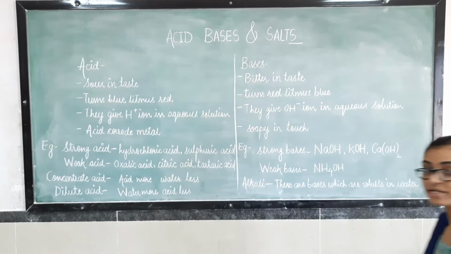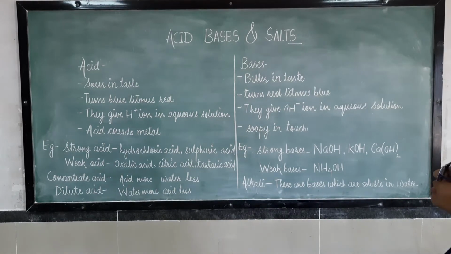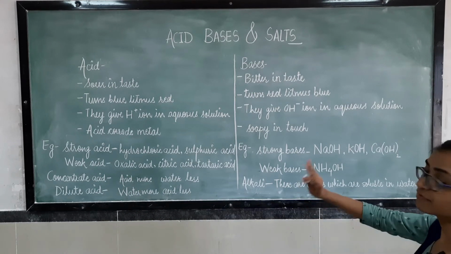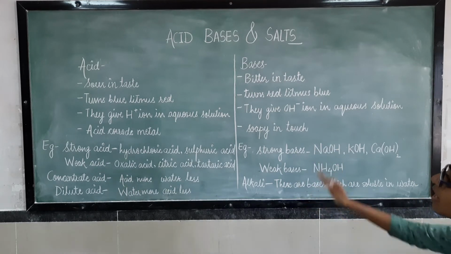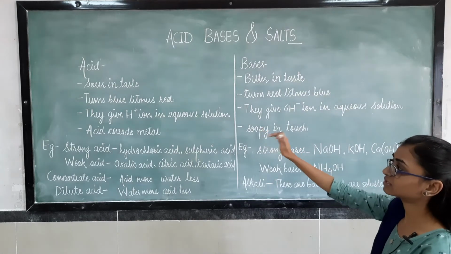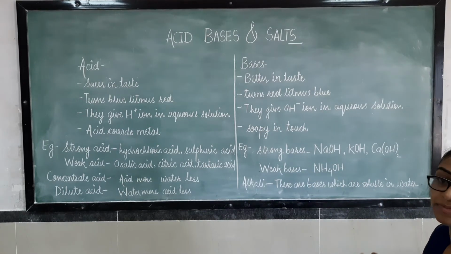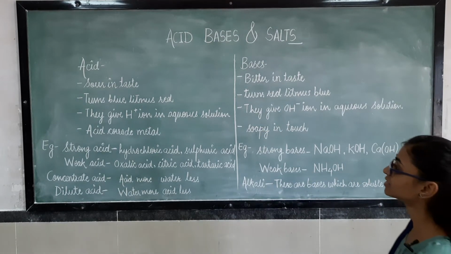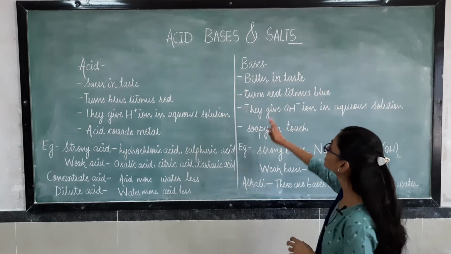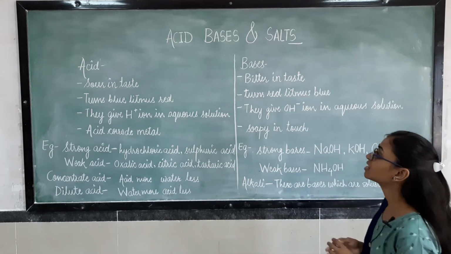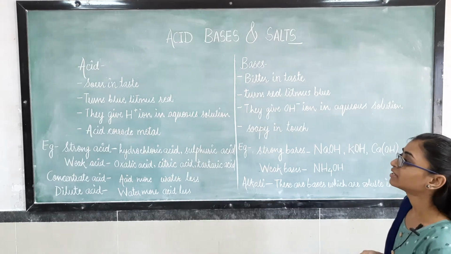So here I have written these acids and bases. We'll study them comparatively. See, acids are sour in taste. They are sour in taste. It means खट्टे जो लगते हैं. These are sour in taste, while bases are bitter in taste. कड़वे लगते हैं ये. Okay.